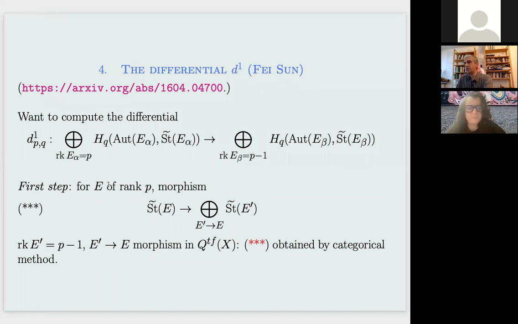So the first step is that for E of rank p, he defines a morphism from the reduced Steinberg module of E to the direct sum of the reduced Steinberg modules of E prime, for maps from E prime to E, where E prime is of rank 1 less, like here, and E prime to E is a morphism in the Q construction. And this morphism is obtained by a categorical method.